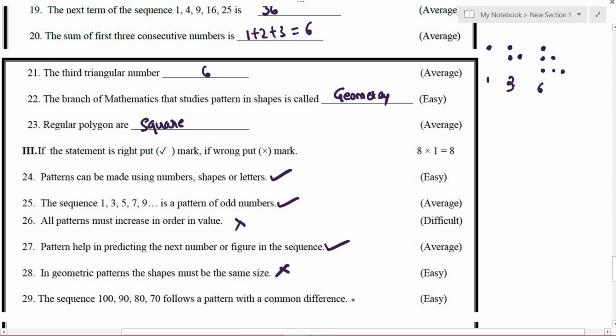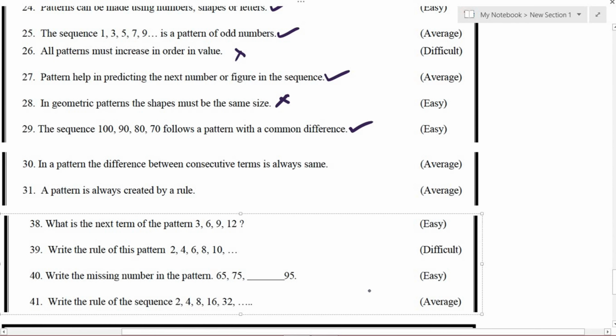No, the sequence is with a common difference. Yes, it is a common difference: minus 10, 100 minus 10, 90 minus 10, 80 minus 10, right? In a pattern, the difference between consecutive terms is always the same. Wrong. A pattern is always created by a rule. Yes, it is always created by a rule.